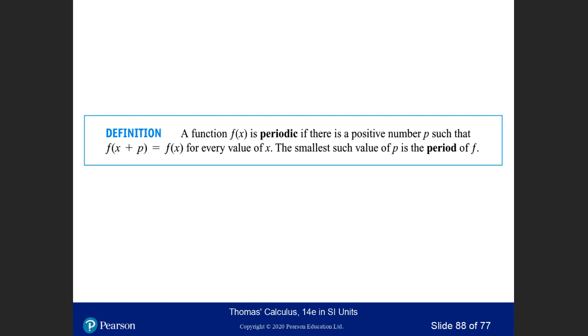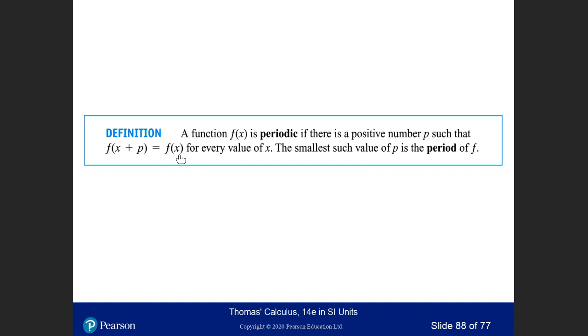One important definition is a periodic function. f of x is periodic if there is a positive number p such that f of x plus p is equal to f of x for all values of x. p is some constant number, and f of x plus p is equal to f of x. That means the function is repeating itself.